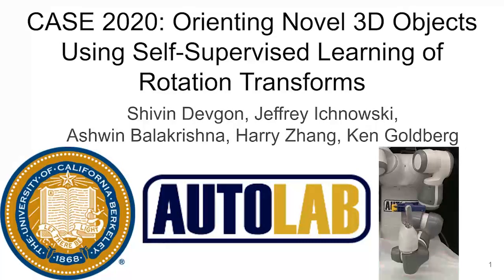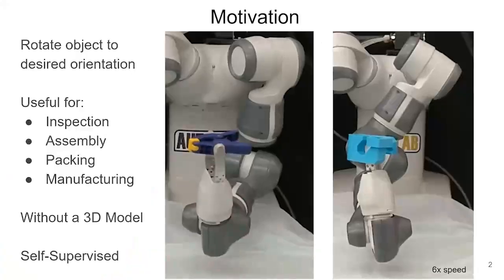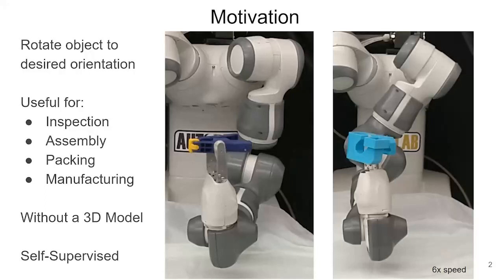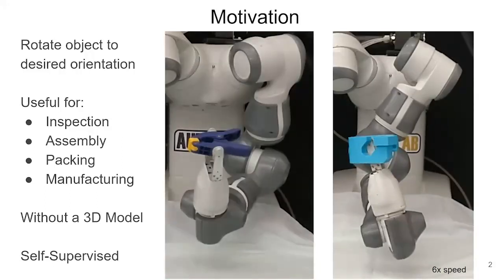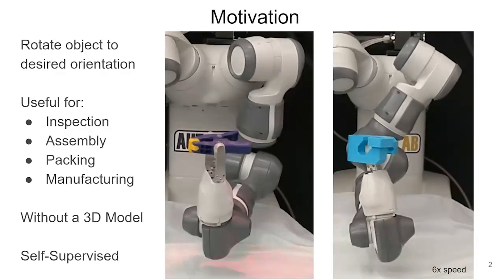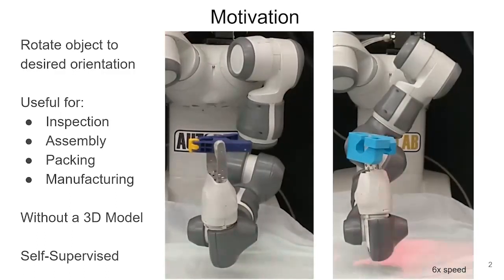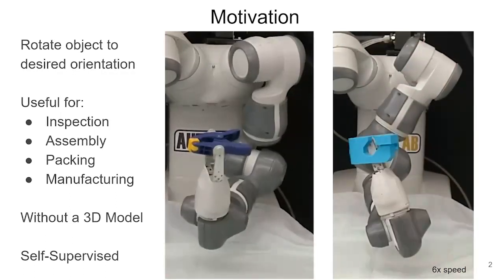In this work, we present an algorithm for orienting novel 3D objects by learning to predict the relative orientation differences in a large dataset of 3D object meshes. In automation, it is important to orient parts for many applications including inspection, assembly, packing, and manufacturing. Consider a robot in a warehouse picking objects out of a heap, and it needs to reorient them to pack them in a specific configuration.